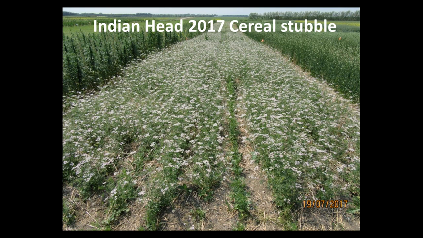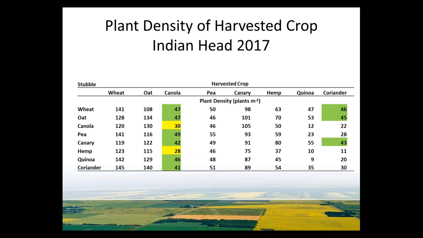Lots of moisture in the spring. When we're in Western Canada, we have these dry conditions. All of a sudden, the cereal stubble really does shine for a lot of these weaker establishment broadleaf crops that we deal with out here.